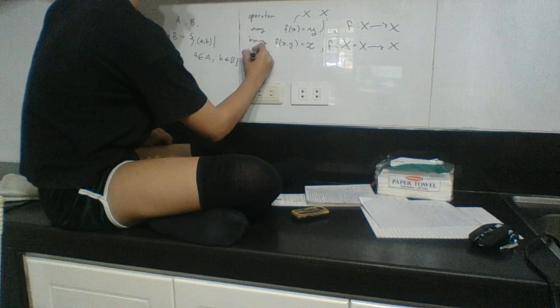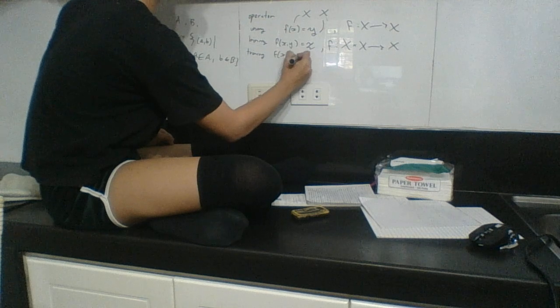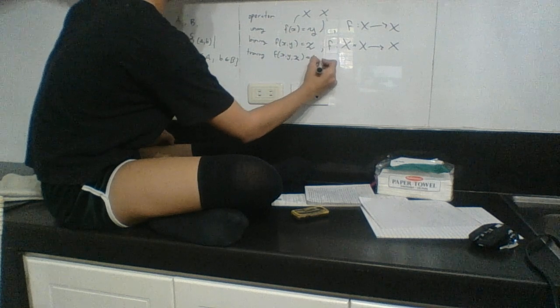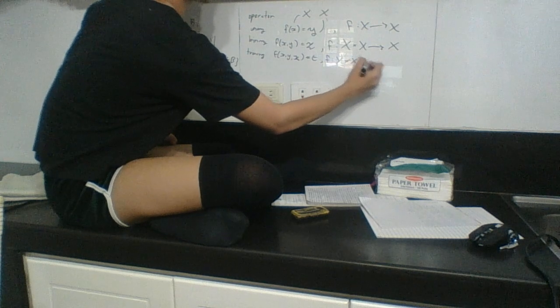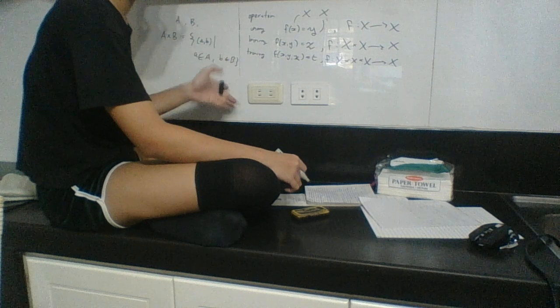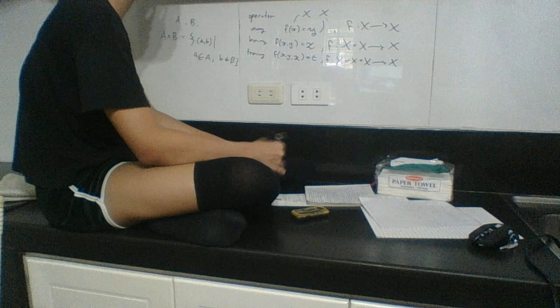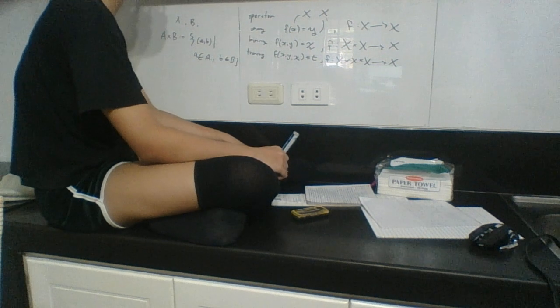Next is a trinary, which is f of x, y, and z, and gives me an element t. This is denoted f of x times x times x onto x. And you can probably generalize it from there. It can range to n inputs and gives me one output. That's called an n-ary operator.